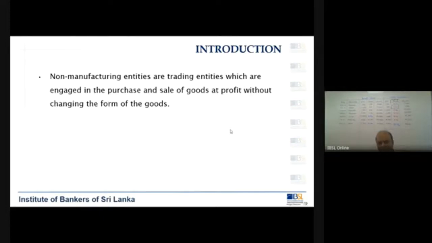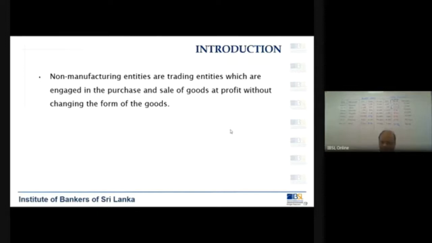Now that is kind of a non-manufacturing business. So what you do, you will not change the form of the good. Now if it is Anchor milk powder, you will bring that to your shop and you sell it. You can't rename Anchor milk powder to some other name. No, that you can't do. You don't have the license for it.